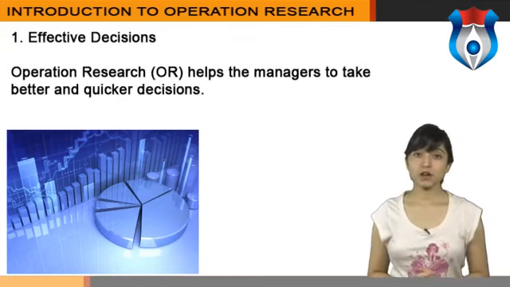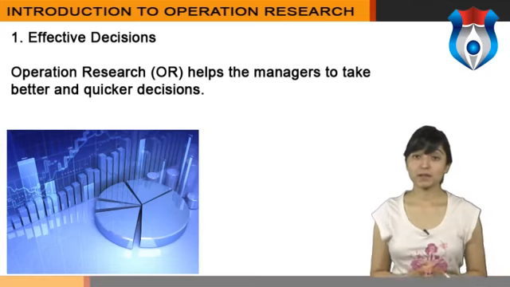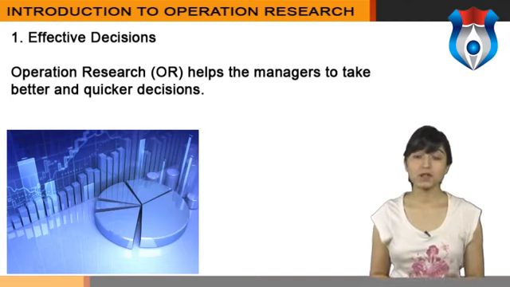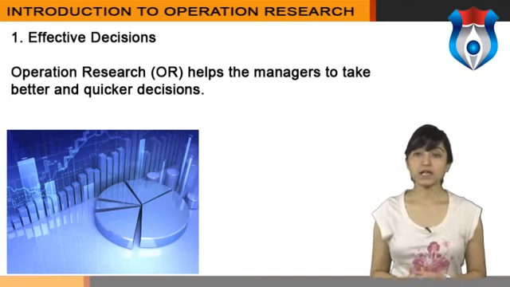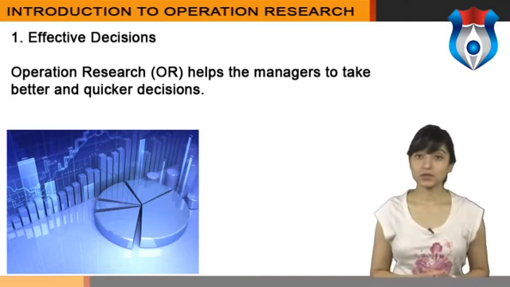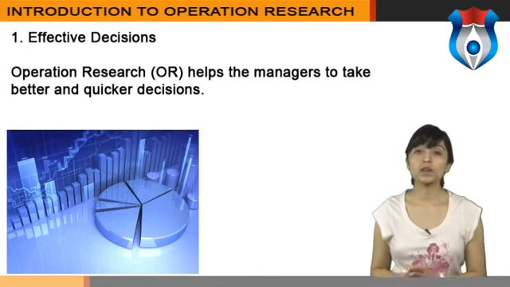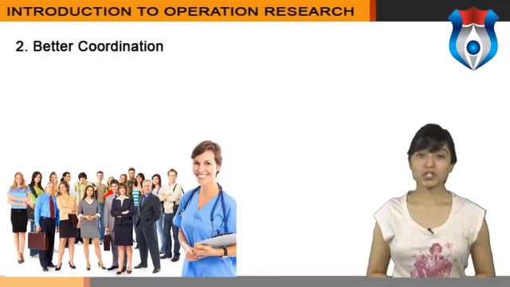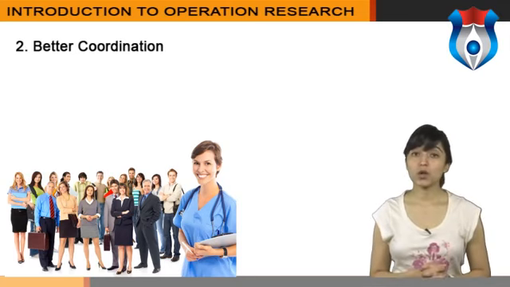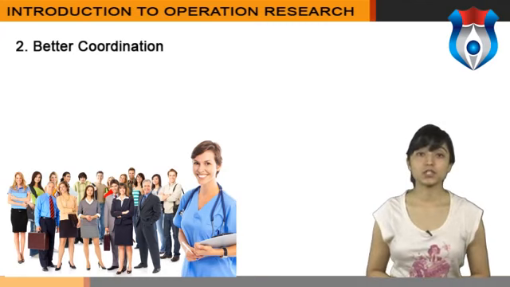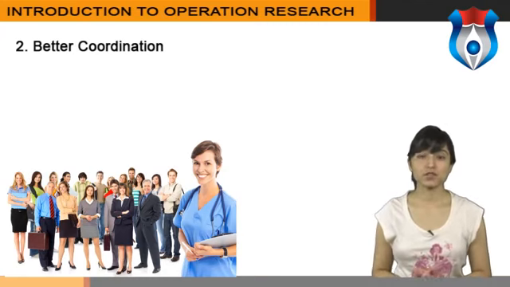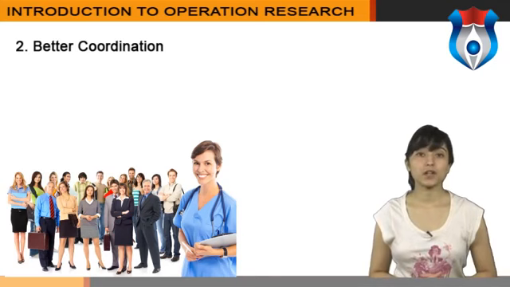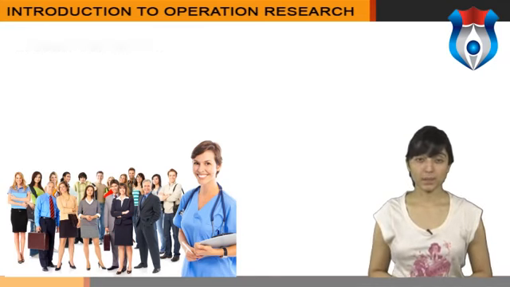Effective decisions. Operation research helps the managers to take better and quicker decisions. It increases the number of alternatives. It helps the managers to evaluate the risk and results of all the alternative decisions. Better coordination. Operation research helps to coordinate all the decisions of the organization. It coordinates all decisions taken by the different levels of management and the various developments of the organization.